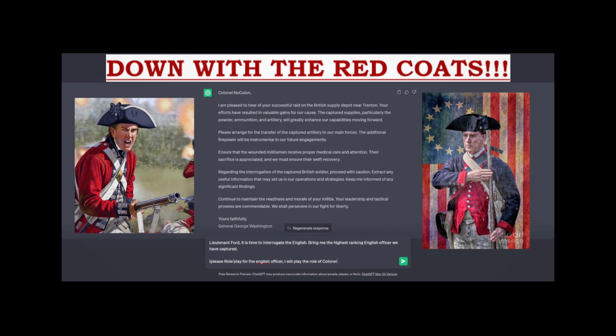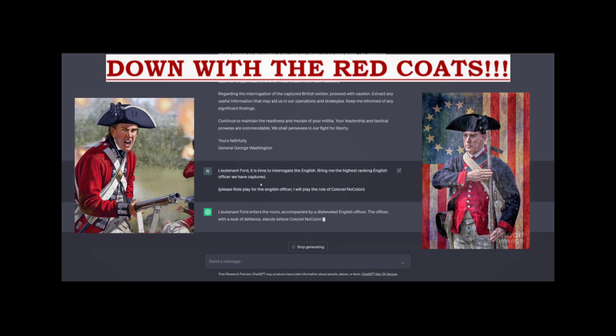Enters the room accompanied by a disheveled English officer. The officer, with a look of defiance, stands before me, who sits behind a desk. The room is dimly lit, creating an atmosphere of tension.